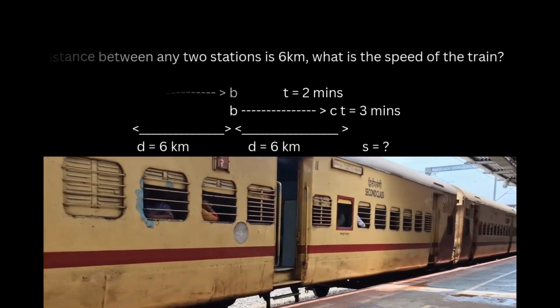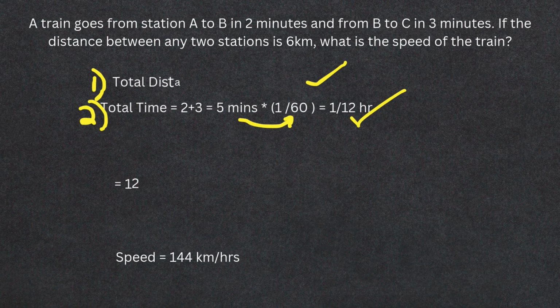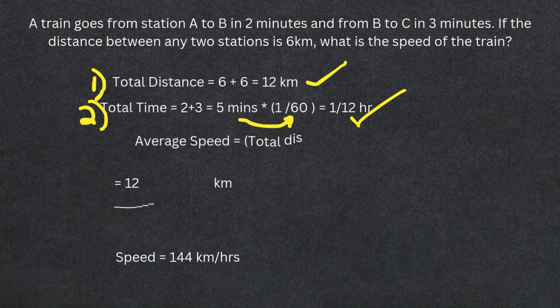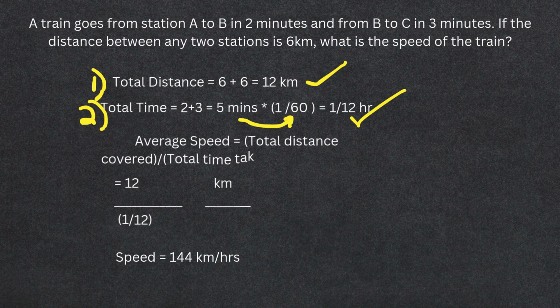It is similar to the previous sum, where we need to find the average speed. Let's understand the formula of average speed again. Average speed is total distance divided by total time taken. Okay, let's calculate the total distance first. The train covers 6 km from A to B and 6 km from B to C. So the total distance is 6 plus 6, 12 km.